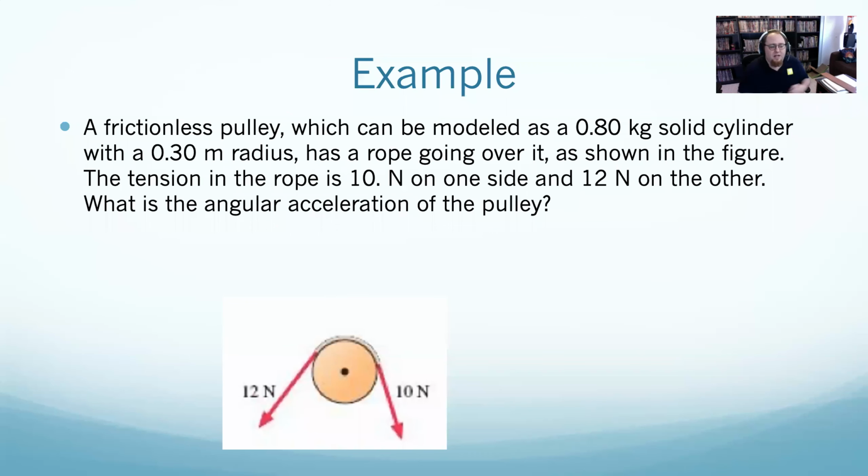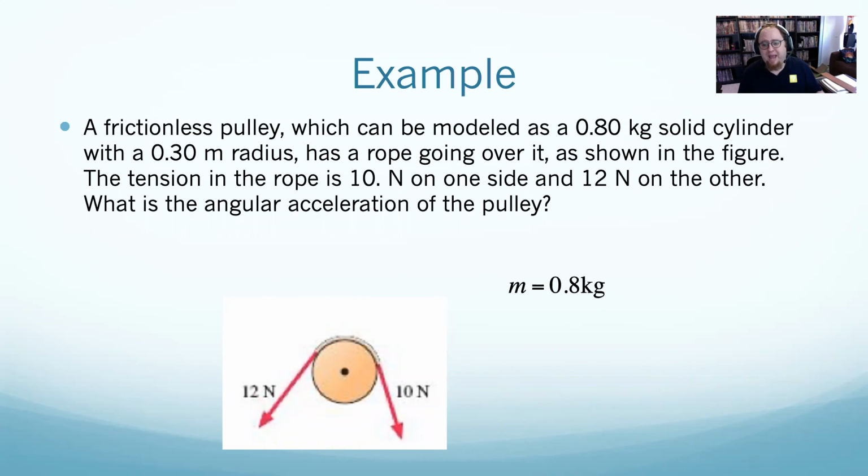Okay. Let's say I have a frictionless pulley. It's the same as a 0.8 kilogram solid cylinder. It has a radius of 0.3 meters. And there's a rope going over it, as shown in the figure. So you don't see the rope, you see the arrows. And the rope is pulling on it on both sides, 10 newtons going one way, 12 newtons going the other. What's the angular acceleration?